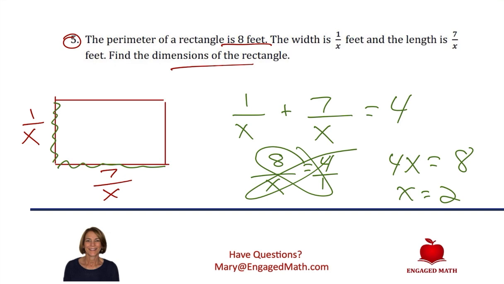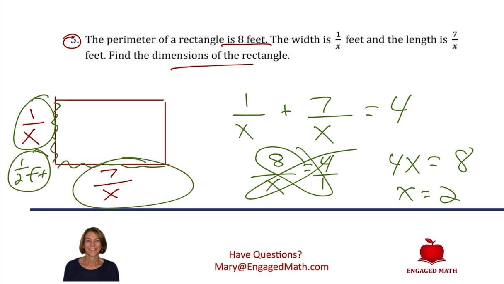And they want the dimensions now of the rectangle. So the dimensions then would be that the width, I'm just going to put down the width right here, would be 1 over 2, or 1/2 of a foot. So this is 1/2 of a foot. And this would be 7 over 2, which is either 7/2, or if you wanted to, you could write it as 3.5 feet. But I'm just going to leave it as 7/2 feet.